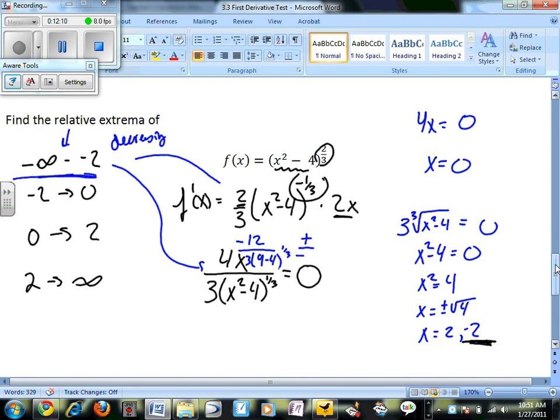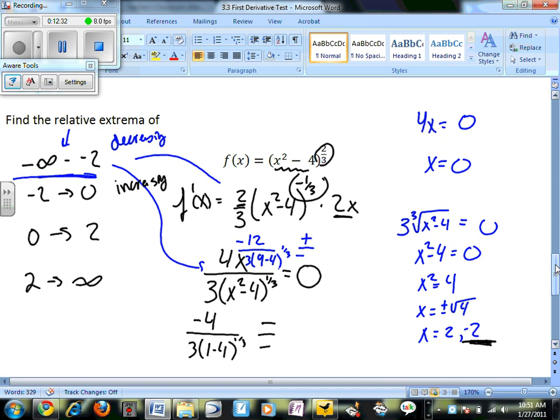Same thing. Pick a number between negative 2 and 0. So pick negative 1. All right. When I pick negative 1, I'm going to have negative 4 all over 3 times 1 minus 4, to the 1/3 power. The cube root of a negative is still a negative. So I'm going to have a negative all over a negative. So that means I am increasing on this interval right here.